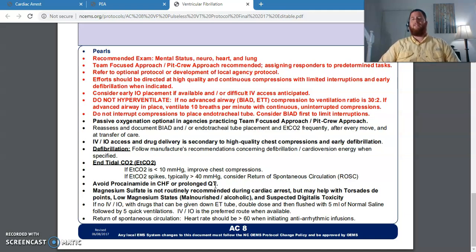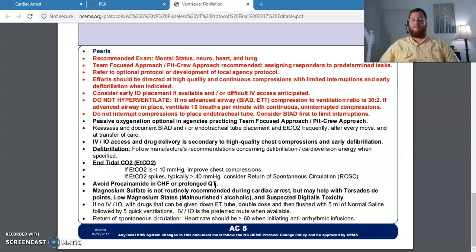If, for some reason, you can't get an IV and you cannot start an IO, then we can give certain drugs down the tube. And the acronym for what drugs can be given down the tube is ever changing. Currently, it is LEAN-V: lidocaine, epinephrine, atropine, Narcan, and Versed. Those are the drugs that you can give down the tube. When we're giving drugs down the tube, we're going to double the dose and then flush with 5 mLs of saline, followed by 5 quick ventilations.